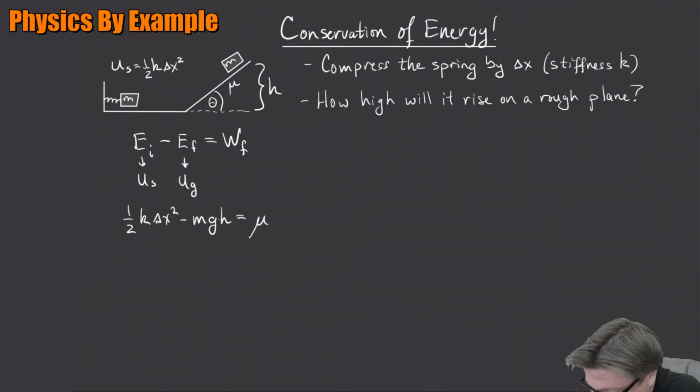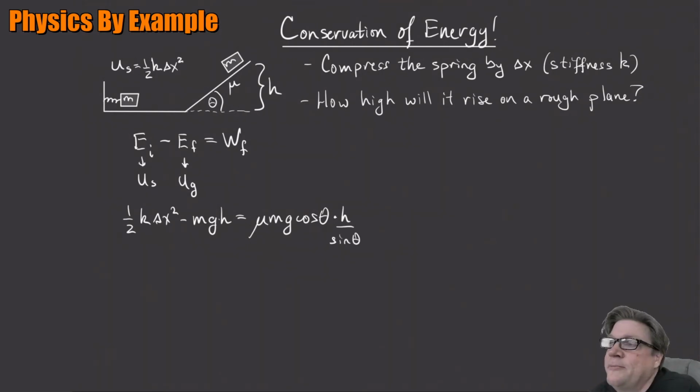So the force due to friction is mu times, since it's on a plane, mg cosine theta. That's our normal force. And the distance it goes is just the distance up the plane. Just use your trig. I want to know that hypotenuse, so that must be h over sine theta. There we go, so that is our general equation. Now the physics is done at that point. Now it's just algebra. What we want to do is solve for h.